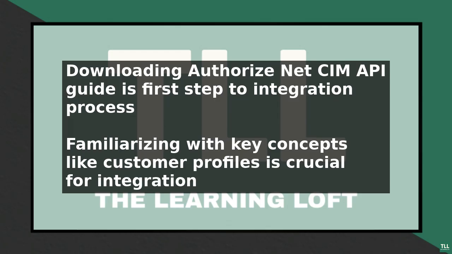Next, you will need to generate a token for each customer that will be used to authenticate and authorize transactions. This token is obtained by sending a Create Customer Profile request to the CIM API. The request includes customer information such as name, email, and payment details.